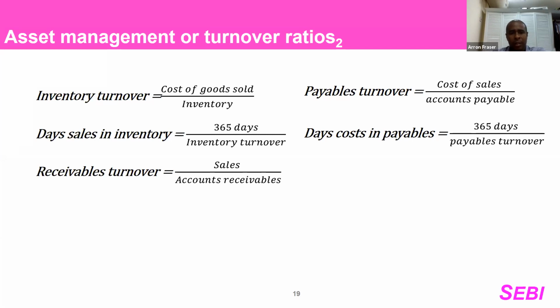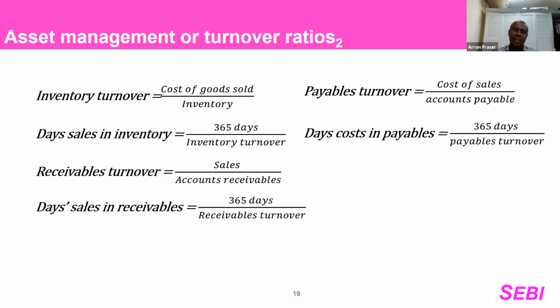Receivables turnover: here you look at sales divided by accounts receivable, and principally it says the number of times in a year that your accounts receivable will replenish and be repaid, replenish and be repaid. And then the days sales in receivables basically says the number of days you take to collect your receivables.